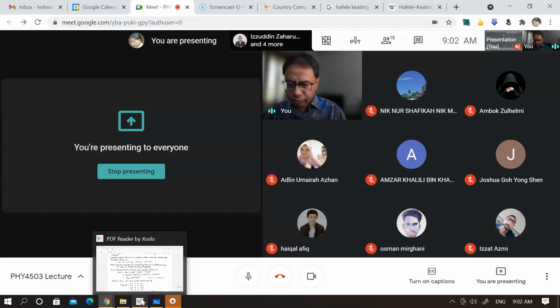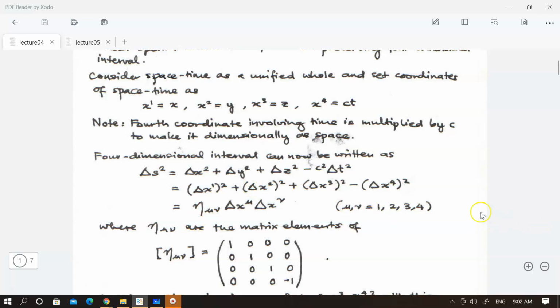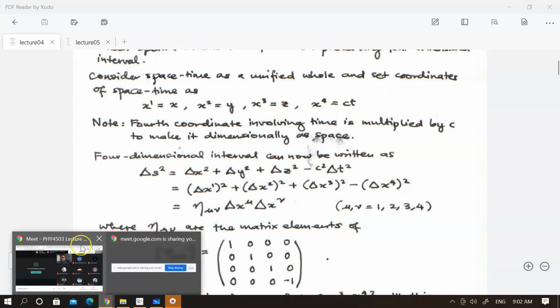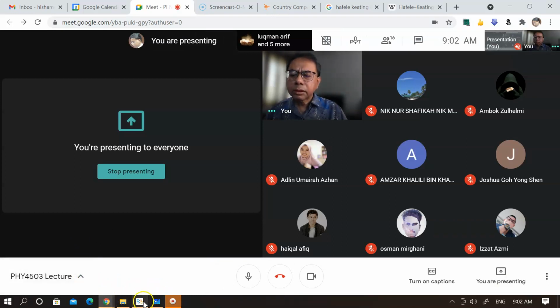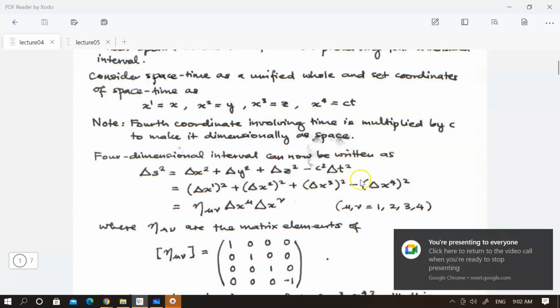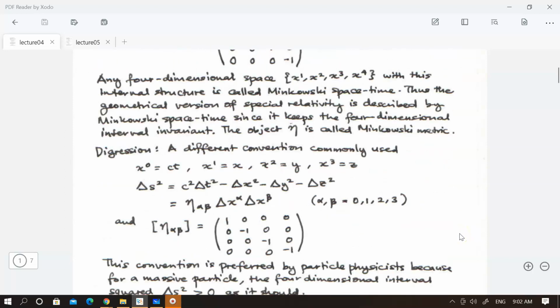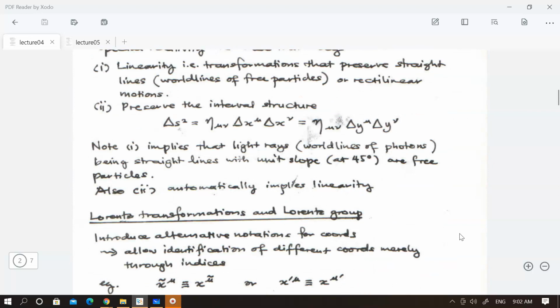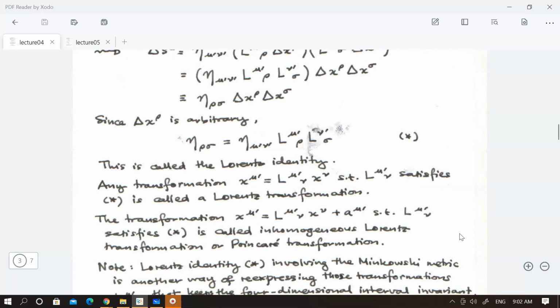Let me get to the notes. I think we have done this. Let me just see precisely where we left. Okay. So I believe we have done the Lorentz transformation with the Lorentz identity. And then we are looking at a particular case of the Lorentz transformations.